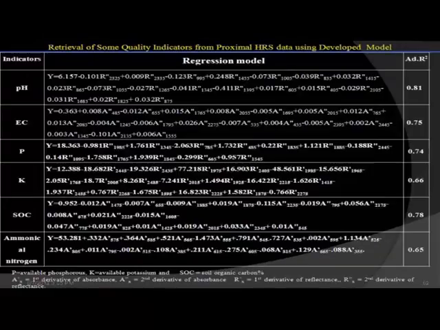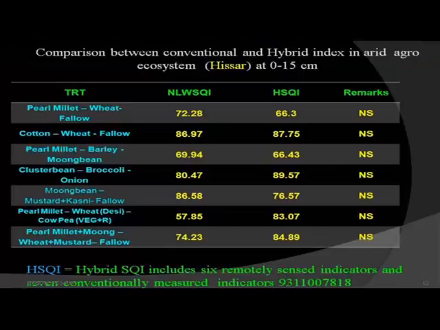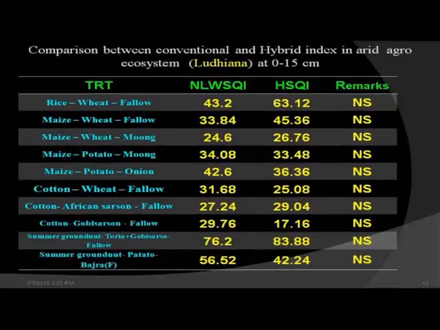The same model was used here for different regions of the country, different agroecosystems having different kinds of cropping patterns, to evaluate the soil quality. And you could see here the hybrid soil quality index, which could be estimated using both conventional soil data and also hyperspectral reflectance data. Putting them together, this hybrid soil quality was estimated. This is the conventional approach, and these are the different cropping systems in different regions. This is Hisar, this is Pantnagar, this is Ludhiana.